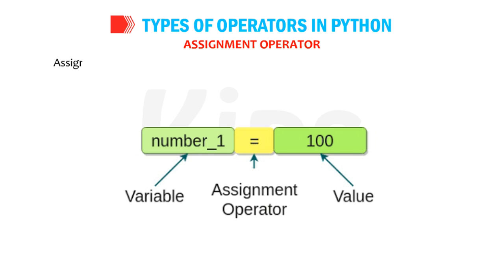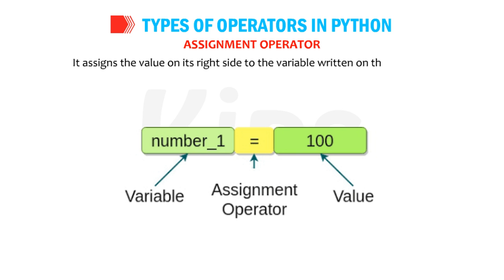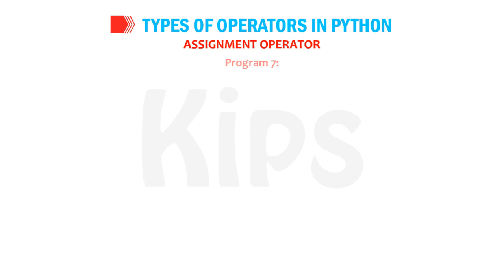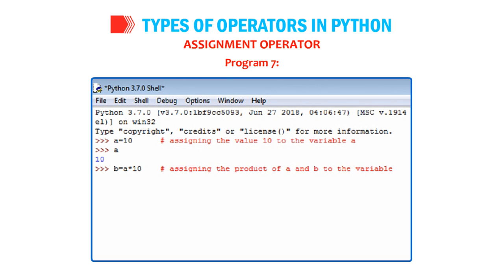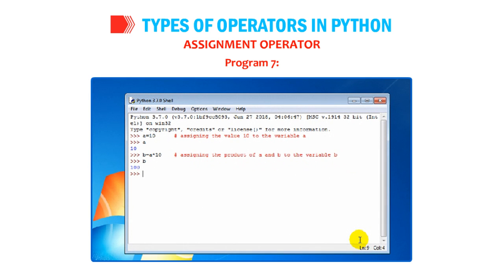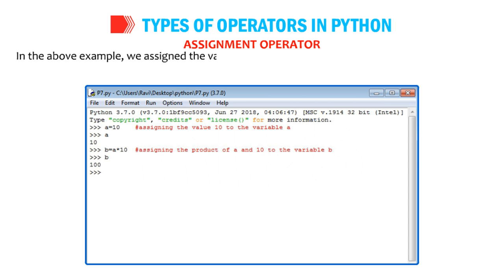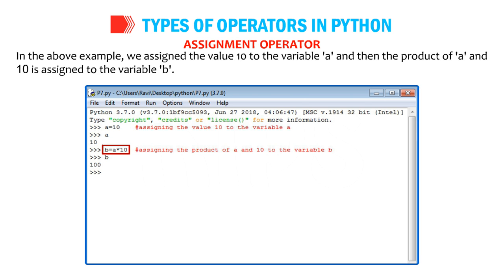Assignment operator. Assignment operator is used to assign the value of an expression to a variable. It assigns the value on its right side to the variable written on the left of it. You have used this operator previously in the programs. Program 7. In the above example, we assign the value 10 to the variable a, and then the product of a and 10 is assigned to the variable b.